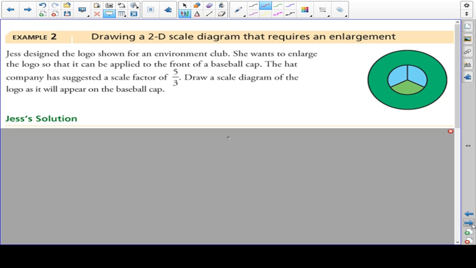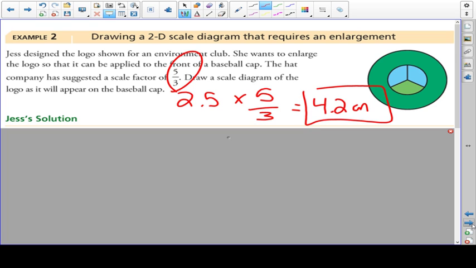2.5 centimeters. Okay, so if it's 2.5 centimeters, how do we deal with that and the scale factor? Well, all we do is we take 2.5 and multiply it by 5 over 3. If you take 2.5 and multiply it by 5 over 3, what you should get, if my math is okay, is 4.166666666. And if we're going to round that, which we should, it would be 4.2 centimeters. So this would represent the new size of the diameter of the big circle.